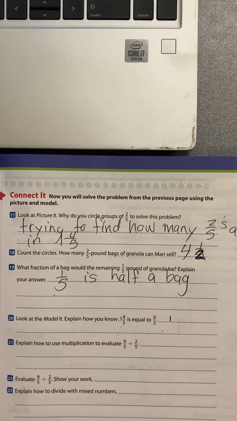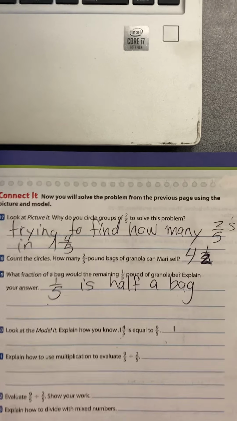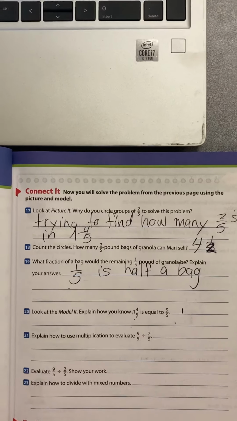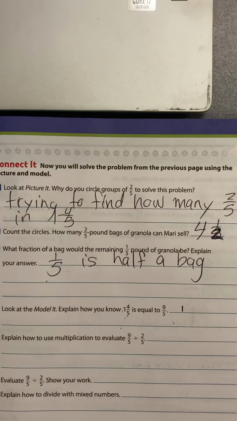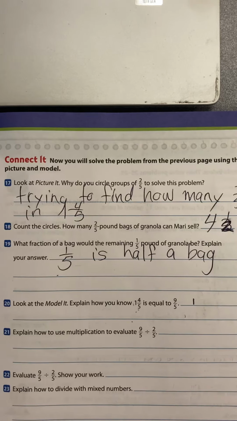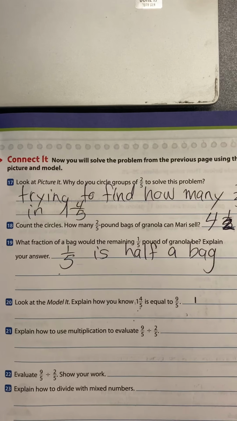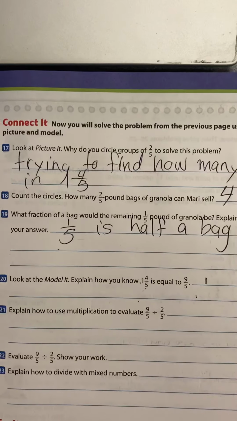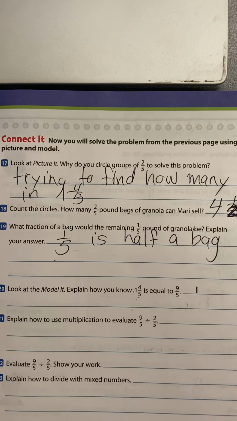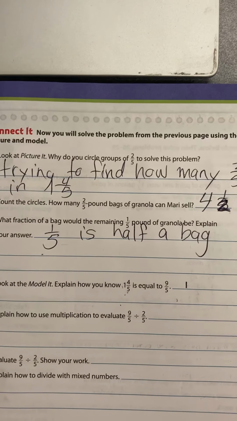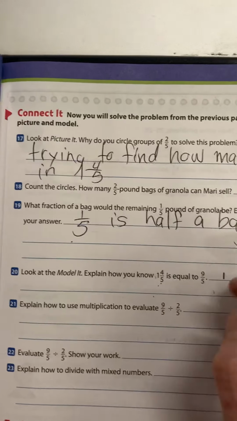Count the circles. How many 2/5 pound bags of granola can Mary sell? 4.5. What fraction of a bag would the remaining 1/5 pound of granola be? Explain. 1/5 is half of a bag. Look at, model it, and explain how you know 1 4/5 is equal to 9/5.